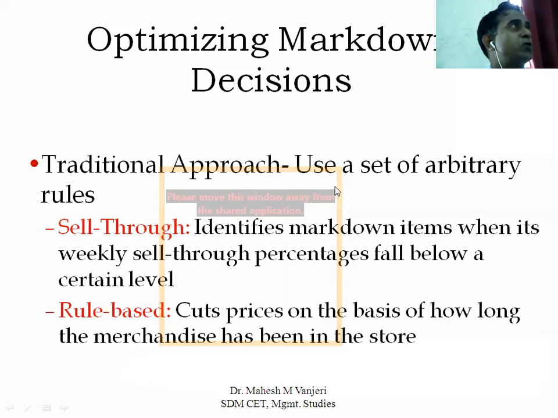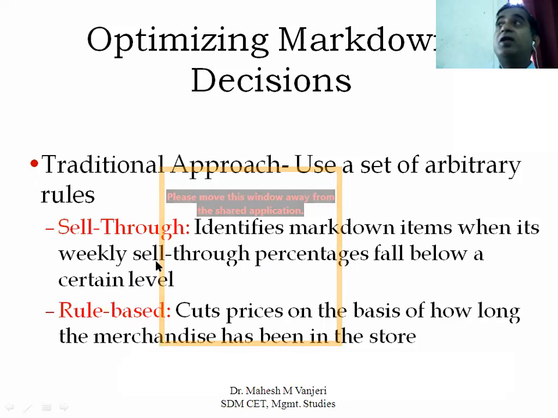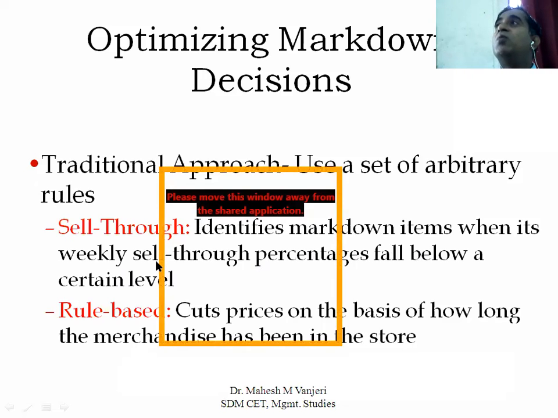One is the traditional approach, which uses a set of arbitrary rules like sell-through. It identifies markdown items when their weekly sell-through percentage falls below a certain level. So which merchandise should be sold at a discount, or identified for markdown promotion? Through the computers in the retail store, the store manager can find out the slow moving items. Slow moving means what? They will say, in one week a minimum of 100 units should be sold, for example. And if that merchandise is selling below 100 units per week, we call it a slow moving item.